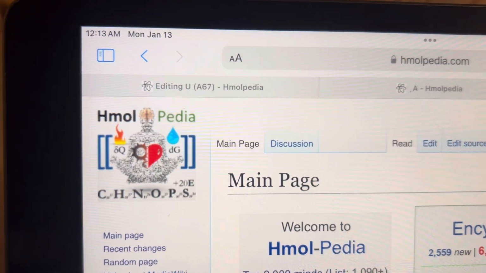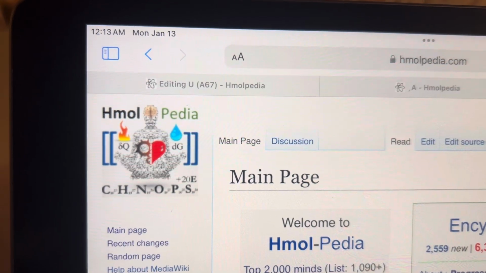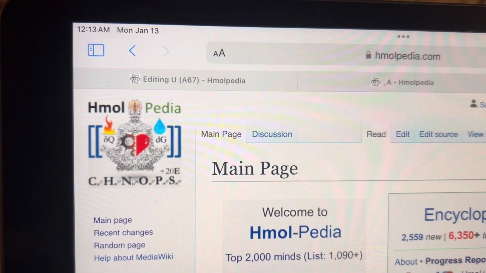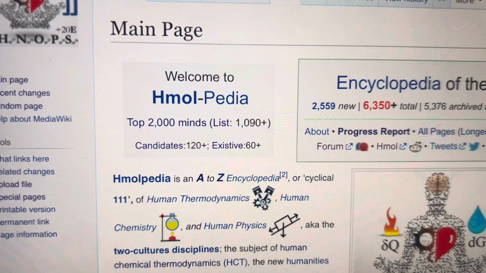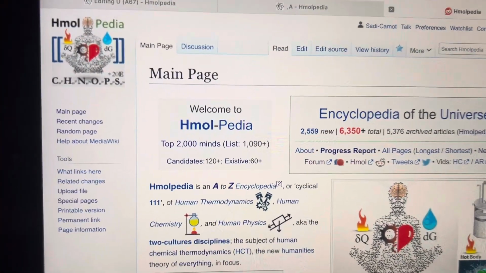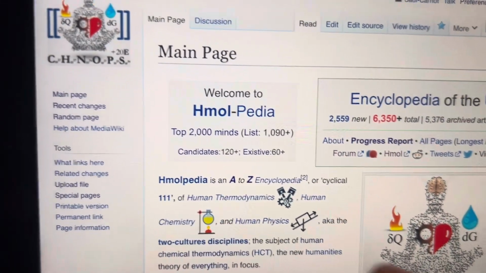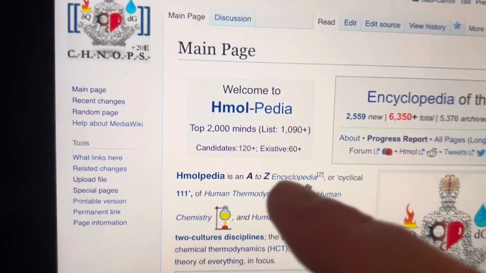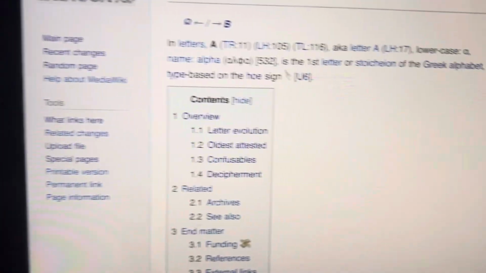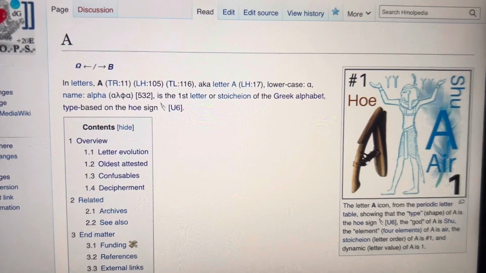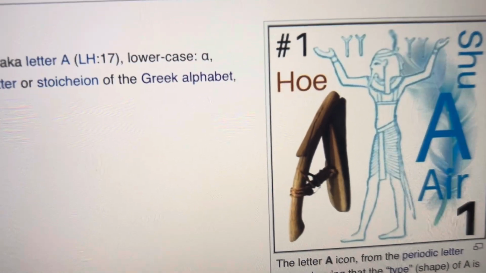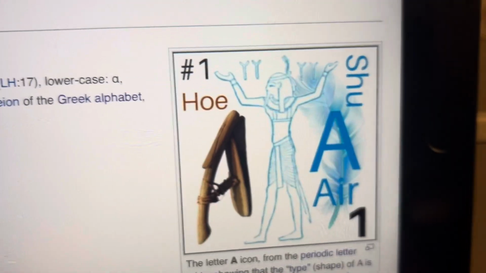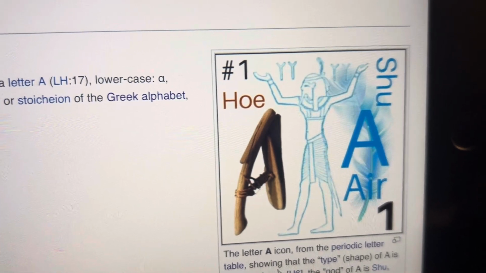So today is 13 January 2025, and I have successfully updated Hmolpedia so that we can now click through A to Z and see where letters came from. Letter A comes from the hoe type, shaped by the digging tool, element shaped by air, or Shu, who separates heaven and earth.